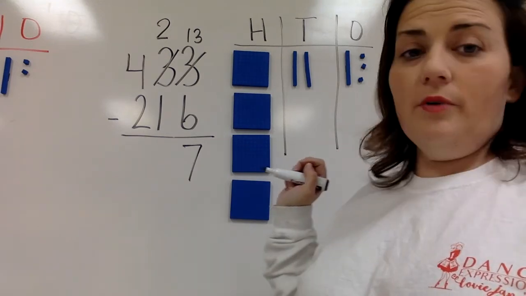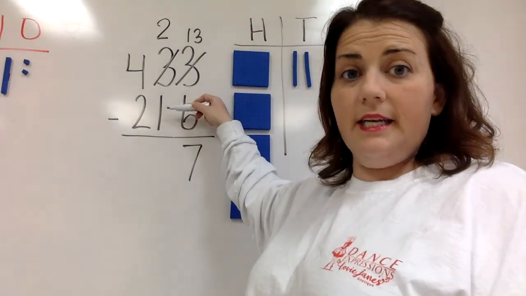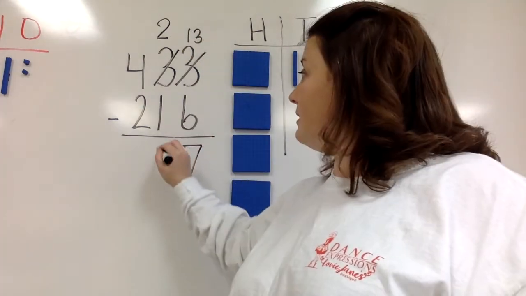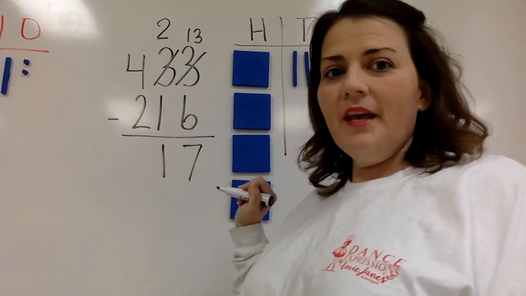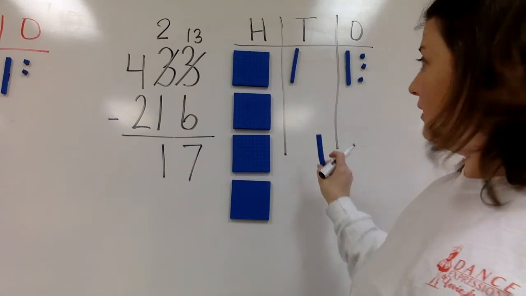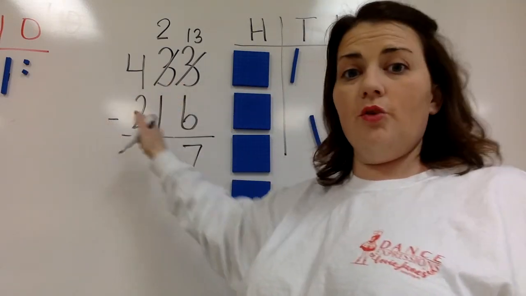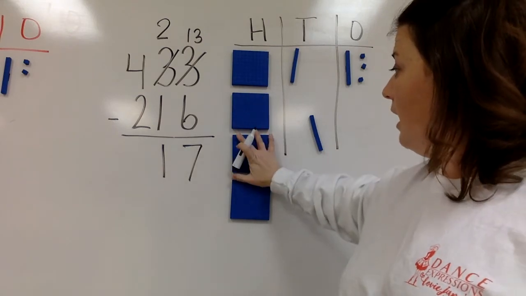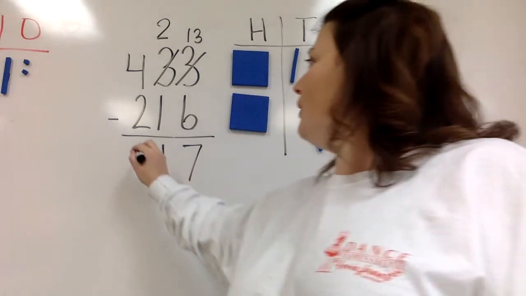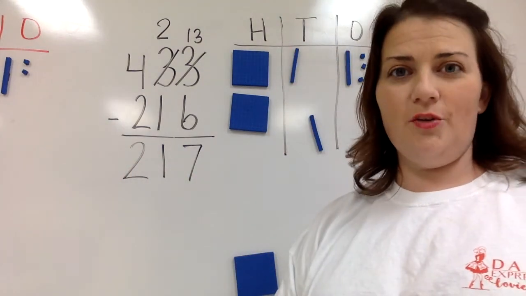Okay, now we've got to subtract the 10s. It's not 3 10s minus 1 10. It's 2 10s minus 1 10 is 1 10. So we have 2, take 1 away, we'd have 1 left. And now we've got to do our hundreds. 4 hundreds minus 2 hundreds. We've got 4 hundreds. We take 2 away. How many do we have left? 2 hundreds. Okay, so what is 433 minus 216?